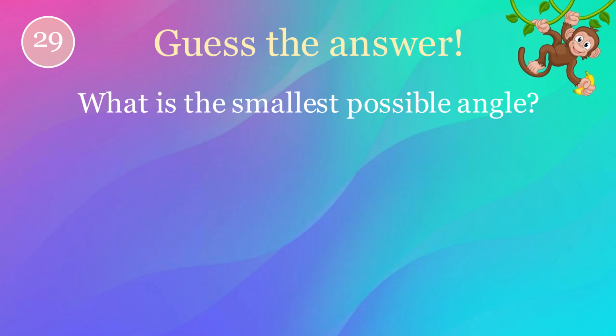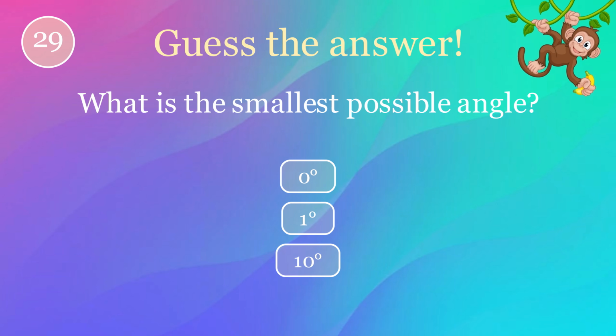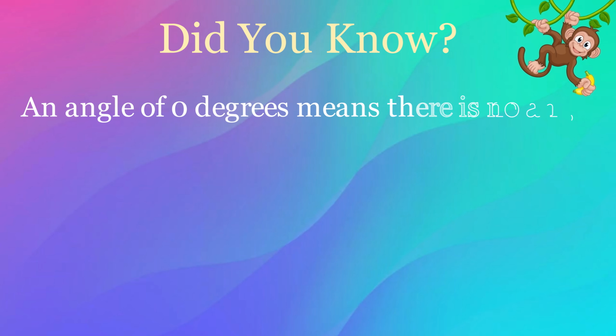What is the smallest possible angle? 0 degrees. 1 degree. 10 degrees. The correct answer is 0 degrees. Here's an interesting fact: an angle of 0 degrees means there is no angle at all.